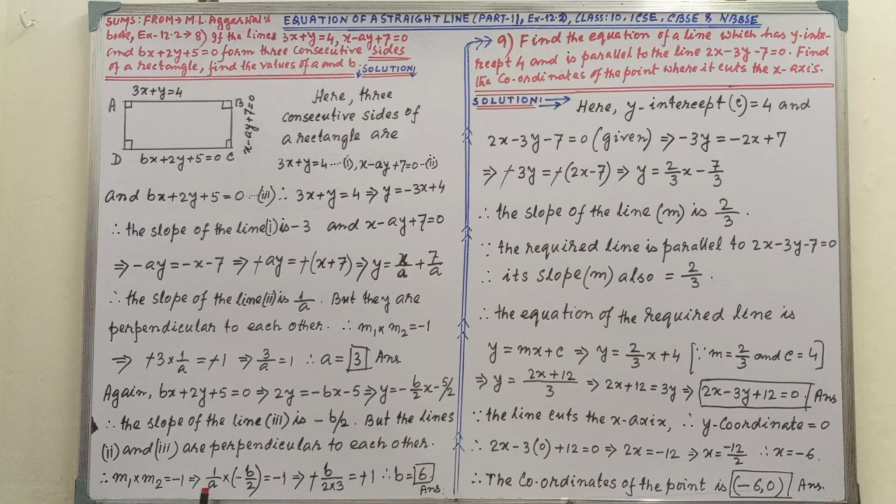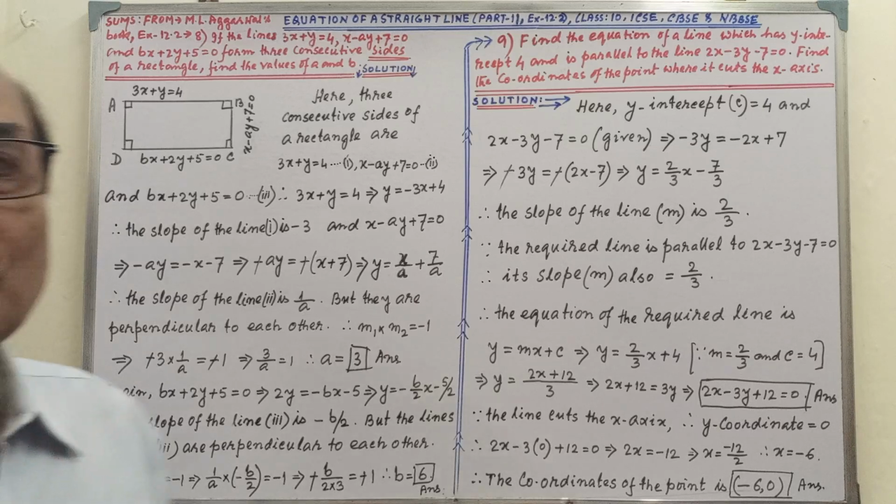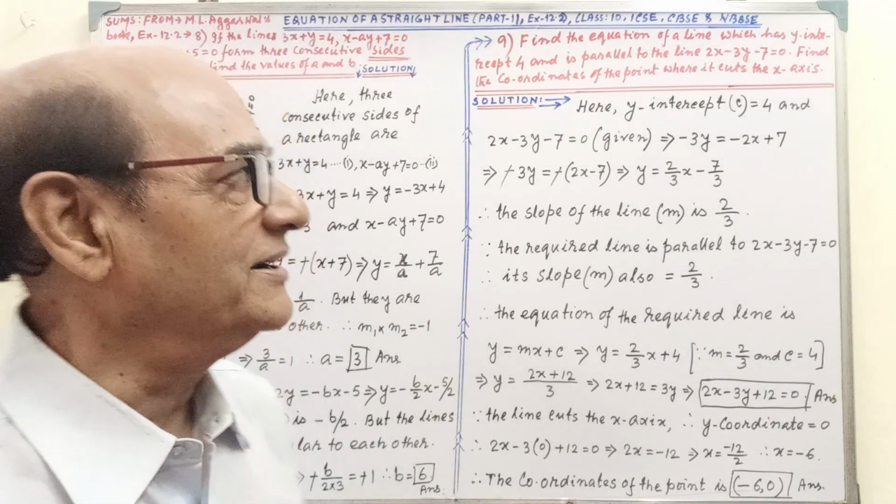Here by simplifying b, the value of a we have already got here. This is why here we are putting the value of a, 3. That you have to notice attentively. Then by simplifying, we are getting the value of b, 6. The sum is completed. If you follow the steps attentively, then easily you will understand.